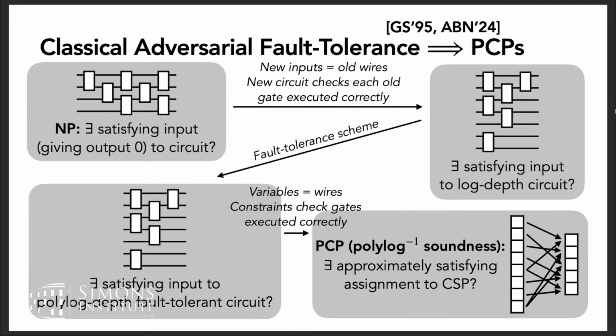Where does the polylog in the soundness come from in the final version? Does it relate to the depth or the error rate or both? Both, actually. It relates to the depth because if we wipe out a single time step, since it's a polylog depth circuit, that's a 1 over polylog fraction of the total proof bits. And also our fault tolerant scheme can only handle errors on a 1 over polylog fraction. So it's like a product of 2 polylogs.